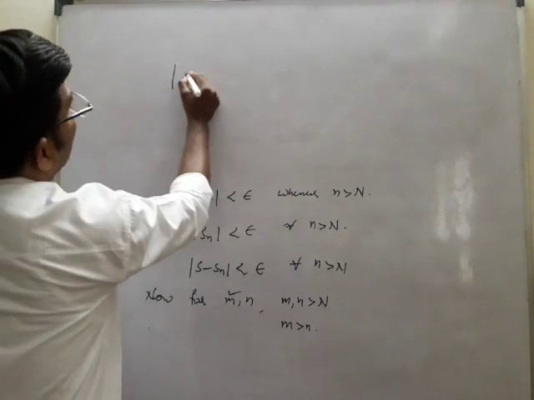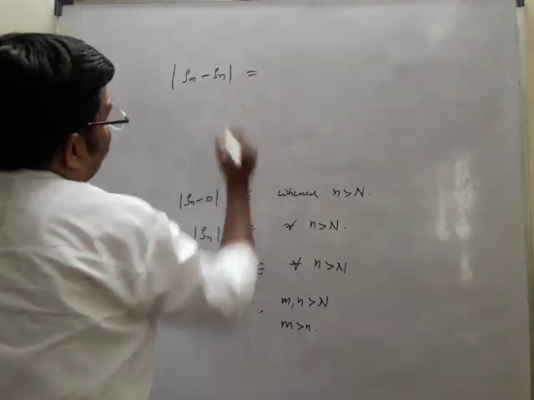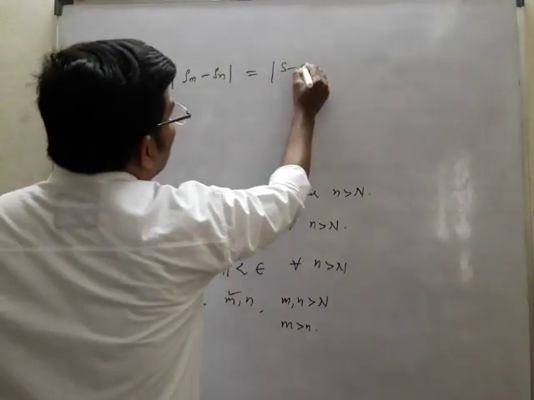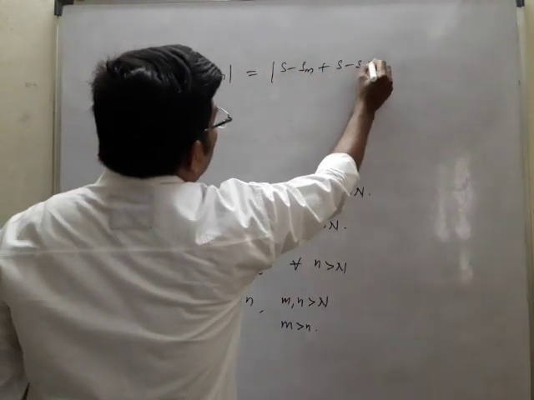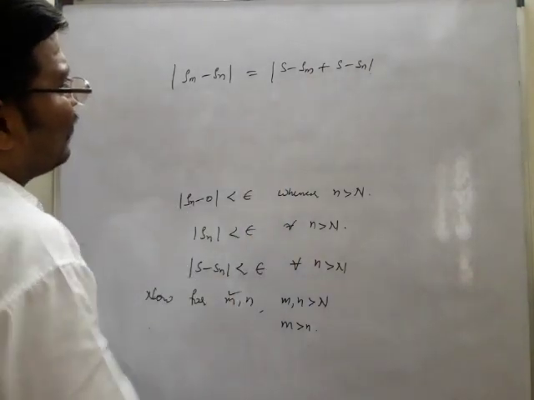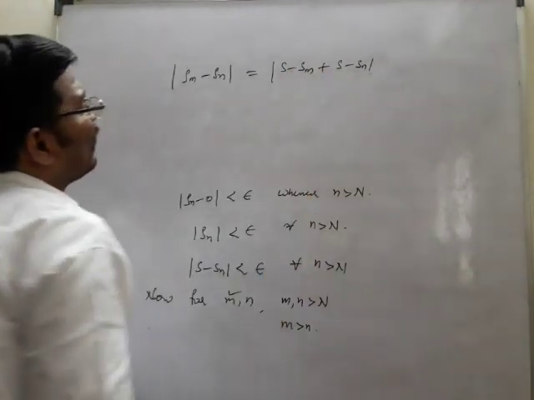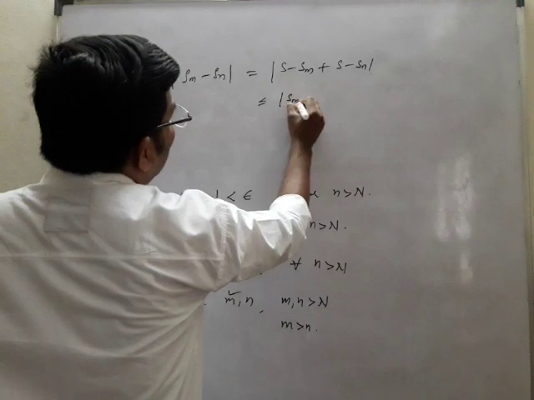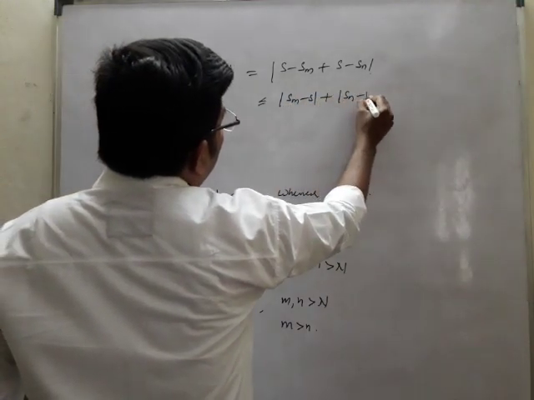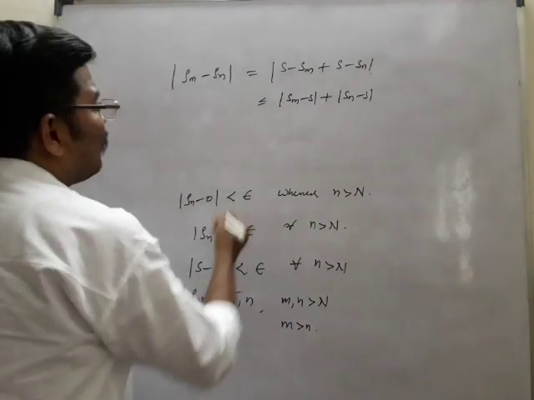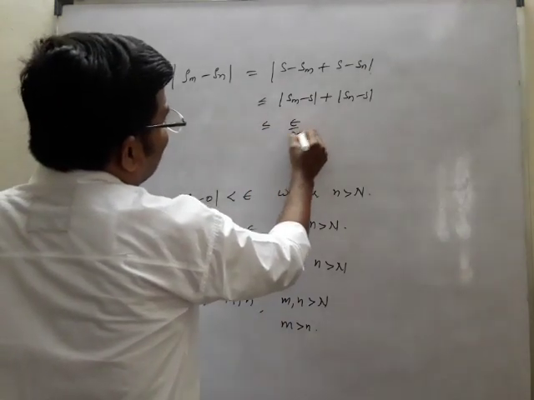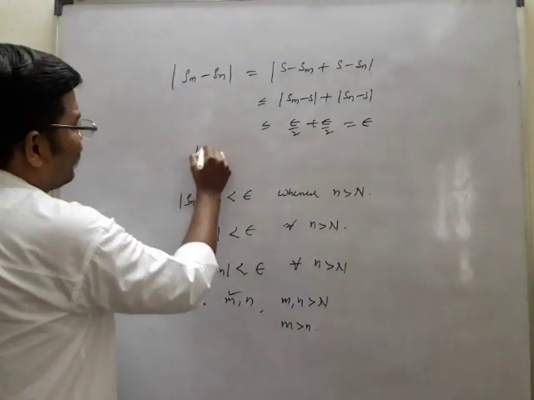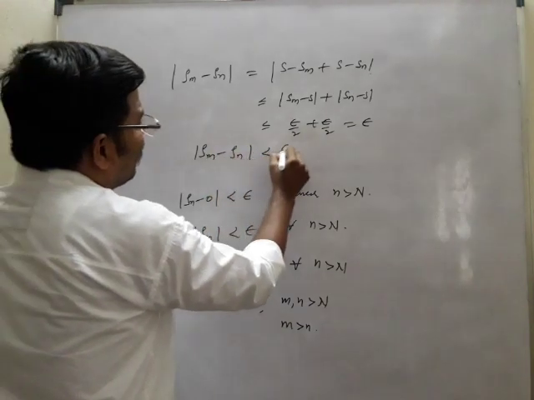We'll write rho m minus rho n. Rho n is nothing but S minus Sn, and rho m means again S minus Sm. That is called rho n, which is less than or equal to Sn minus S plus Sm minus S. So this again I may take as epsilon by 2 and epsilon by 2, which is less than epsilon. So what you got here is rho m minus rho n is less than epsilon.